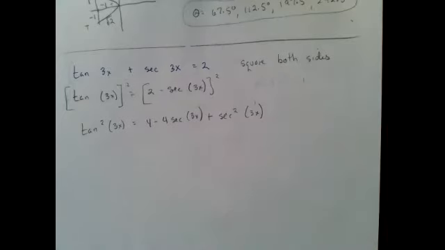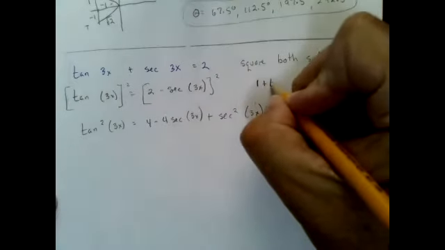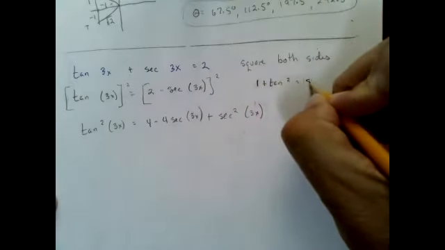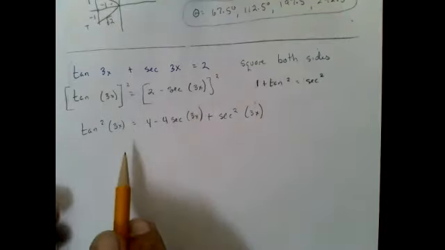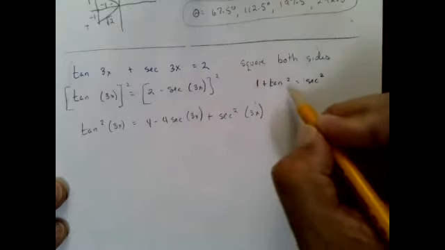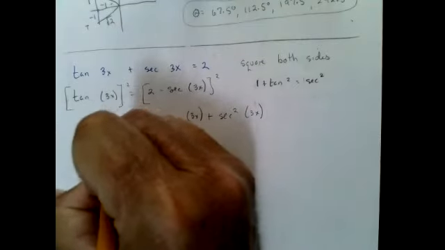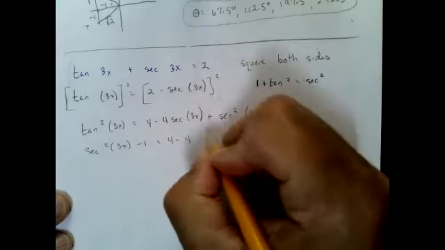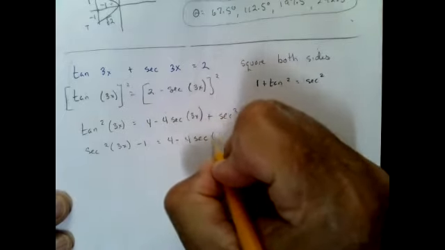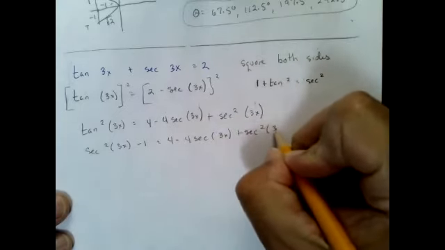What does the tangent squared equal? Well, I can vaguely see it. I see that it was 1 plus tangent squared equaled secant squared. Okay, so now in place of the tangent squared, I'm going to put secant squared minus 1. Secant squared of 3x minus 1 equals 4 minus 4 secant of 3x plus secant squared of 3x.